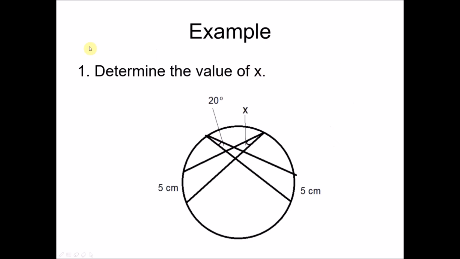We try examples. Example number 1, determine the value of x. The angle x is subtended by this arc, and the length of this arc is 5. Then we have another arc and another angle here, subtended by an arc which is also 5 centimeters. The length of the arc is 5 centimeters. So when the length of the arc is the same, the angles are the same. So x is 20 degrees.